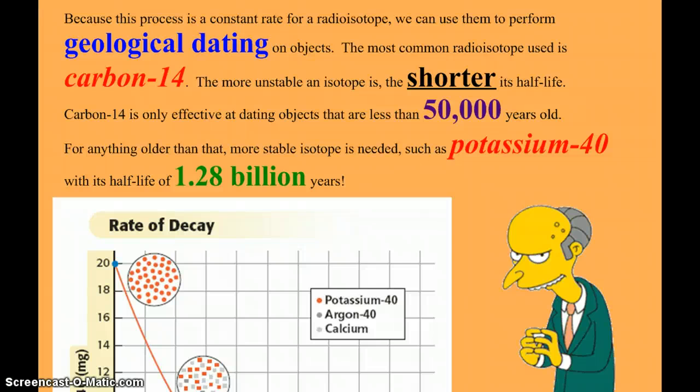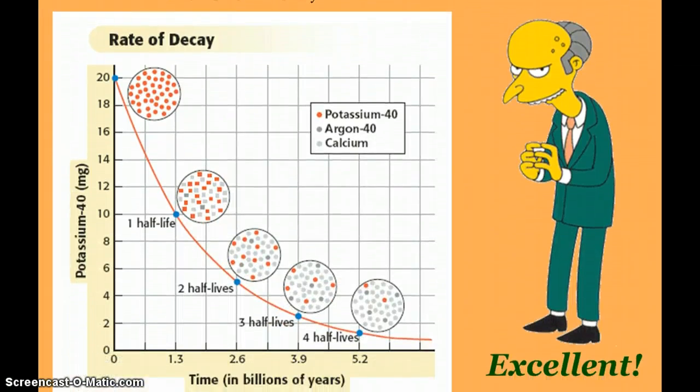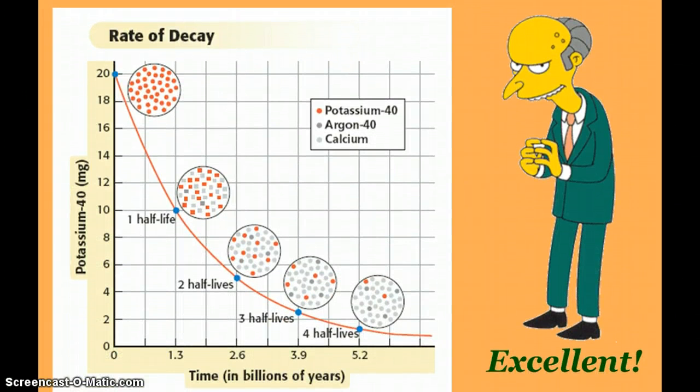Potassium is another element that's found in virtually every living thing on this planet. So if you're trying to identify how old a living fossil is, you could use potassium-40 because it has a half-life of 1.28 billion years, so it can go much further back than carbon. And here's that asymptotic curve I was talking about.